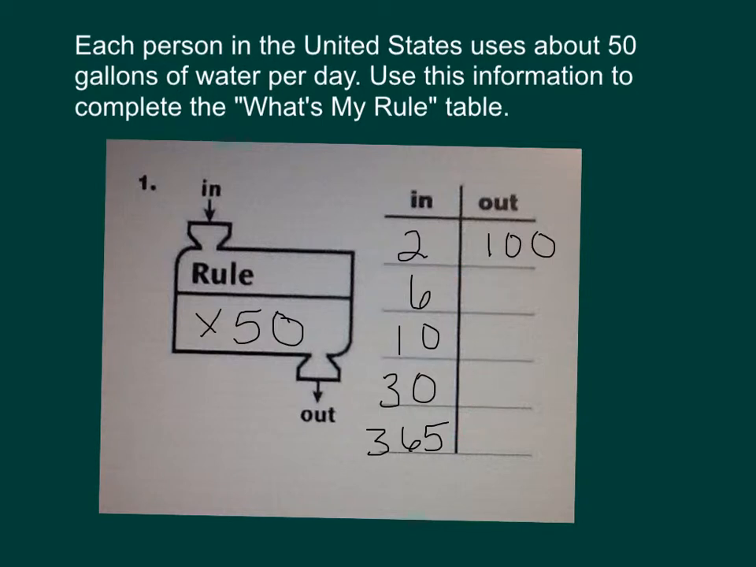Alright, so when we multiply 6 by 50, we get 300. When we multiply 10 by 50, we get 500. When we multiply 30 by 50, we get 1,500. And when we multiply 365 by 50, we get 18,250. So our rule tells us that when a number comes from the in and goes through here, it needs to have this rule done to it, so times 50. Then what comes out is the answer, and we put that on the outside.